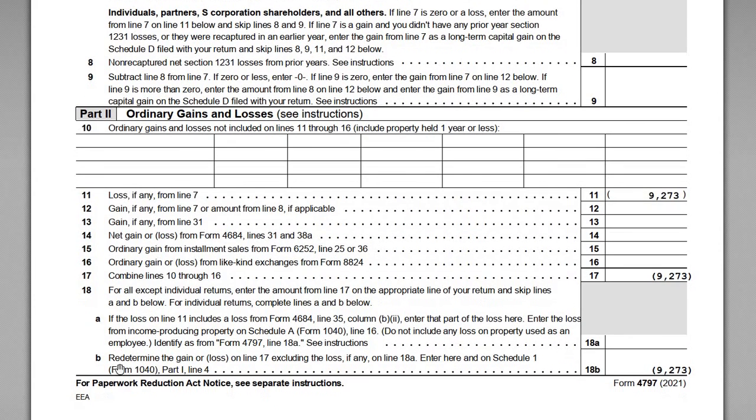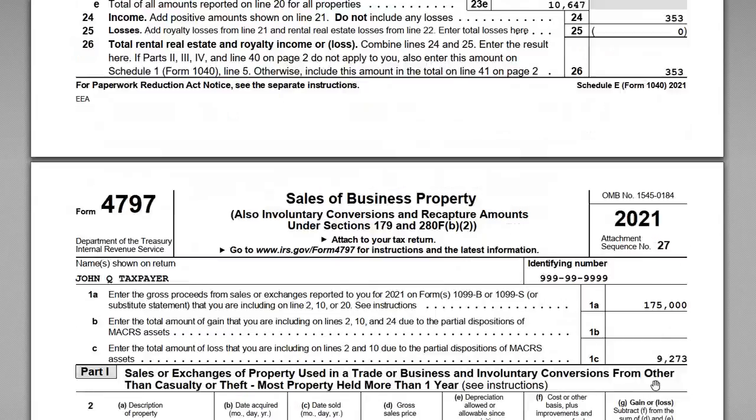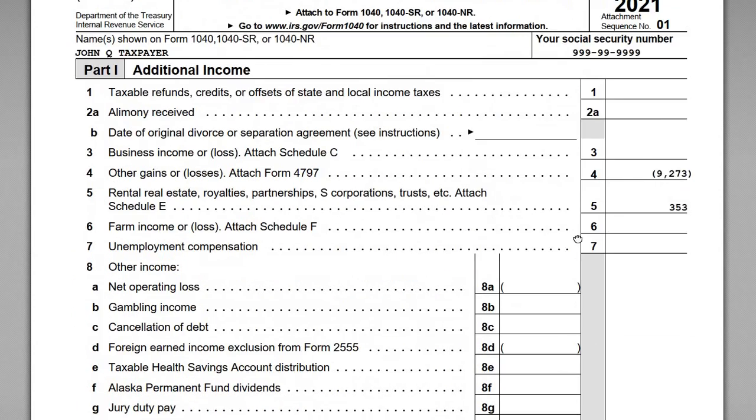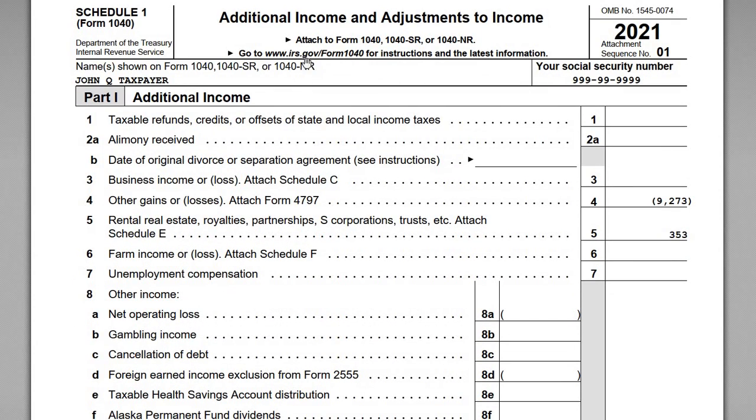And so if we jump down here to line 11, it asks us all the way down at the bottom in line 18, right? If any, on line 18, enter here and on Schedule 1, Form 1040, Part 1, line 4, right? So that $9,273 loss is ultimately flowing all the way up here to Schedule 1. And we can see here Schedule 1 with the 1040 for additional income and expense.